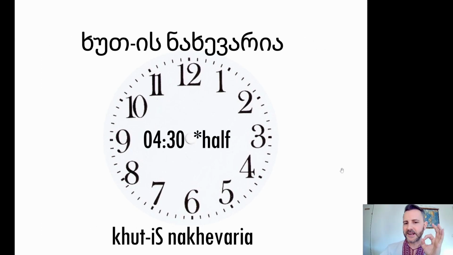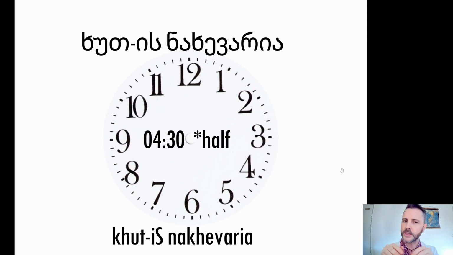Half past. Nachevari. Quite simple. Khutis, nachevaria. So if you've got the sati, the hour, and the half hour, pretty much it's easy as long as you remember that what you see, you've got to round up to the next number.